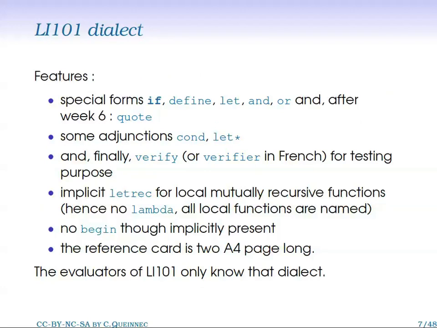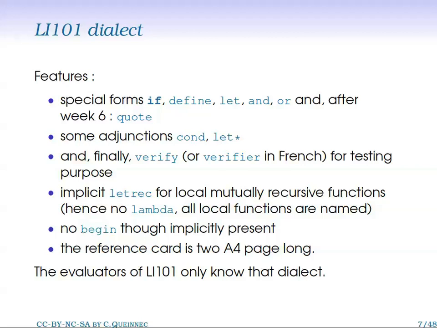Okay, so here is the specific dialect of Scheme we are teaching. We have these special forms: if, define, let, and, or. These are short-circuit operators. And only in week six, after the middle of the course, we introduce quote, the quotation, which allows you to cite a constant. We have some adjunctions, and we have the verify special form, which allows you to write unit tests. And we insist that unit tests are mandatory.